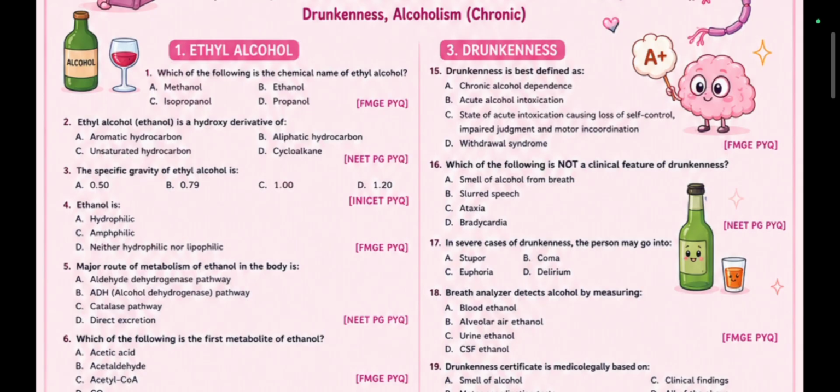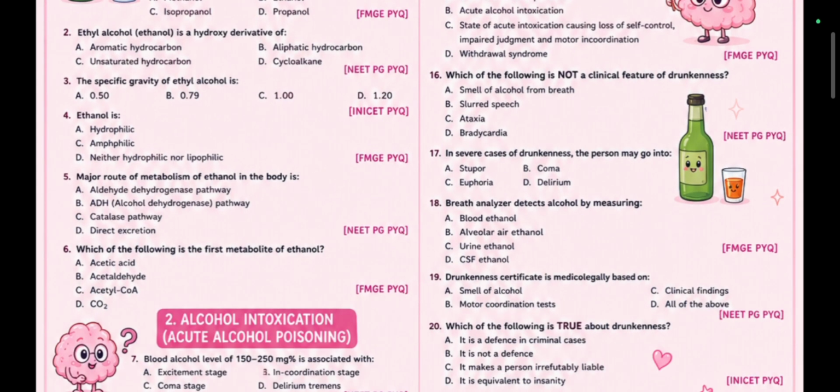Which of the following is not a clinical feature of drunkenness? Smell of alcohol, slurred speech, ataxia, and bradycardia. Obviously, bradycardia is not a feature. 17th: in severe cases of drunkenness, the person may go into stupor, coma, euphoria, or delirium. Severe cases, stage 3, coma. Option B is the right answer.